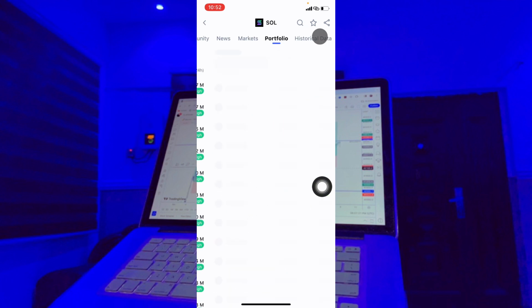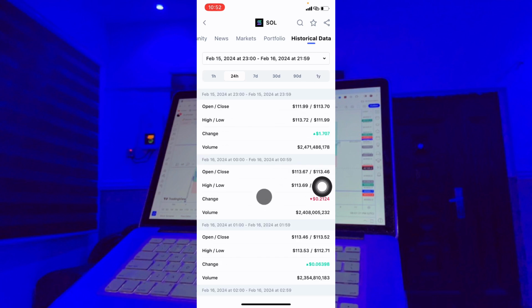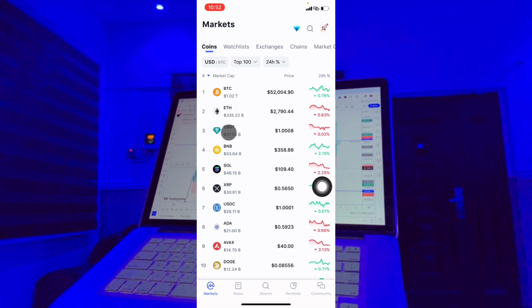We also have portfolio here and we have historical data. So the historical data, as I was telling you, they show you what the daily close is, the daily open, the price, all these things, right? So if you want to know everything about the coin, you can go to the historical data. CoinMarketCap is one of the best applications for cryptocurrency. So I'll tell you that, learn more about how to use CoinMarketCap.